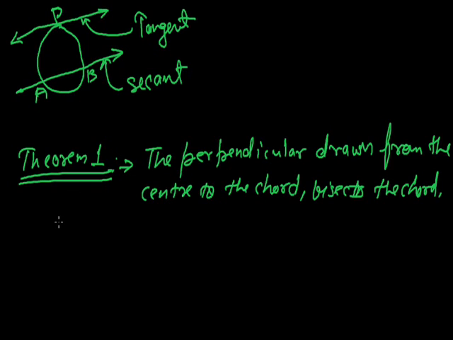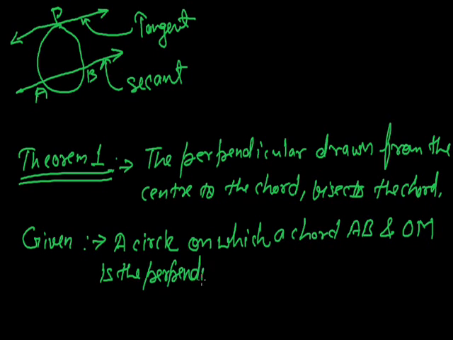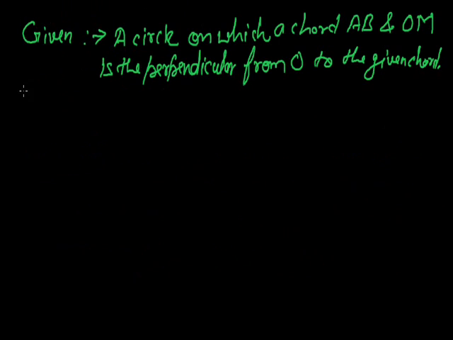Now, to prove a theorem, first we have to write what is given to us. Given, we have a circle on which a chord AB is given to us, and OM is the perpendicular from O to the given chord. What we have to prove? We have to prove that the perpendicular is bisecting the chord. That means AM is equal to MB.